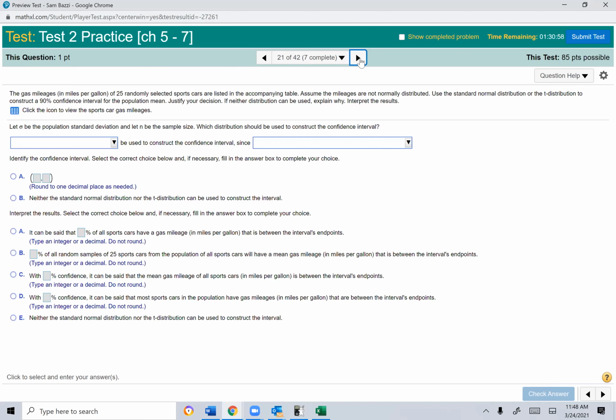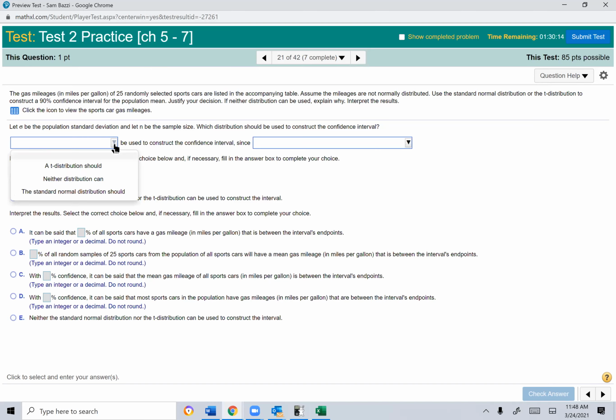The gas mileage in miles per gallon of 25 randomly selected sports cars are listed in the accompanying table. Assume the mileage are not normally distributed. Use the standard normal distribution or the T distribution to construct a 90% confidence interval for the population mean. Justify your decision. If neither distribution can be used, explain why. Well, since, guys, we have a random sample of 25, which is less than 30, and the original population is not normally distributed, we cannot use either one. So you cannot do this problem.